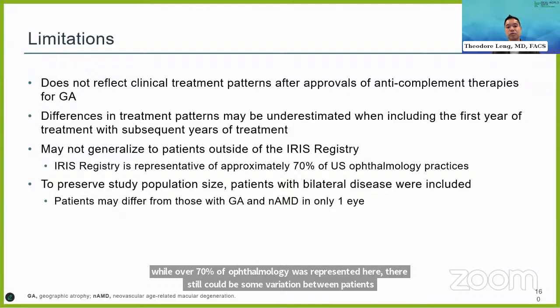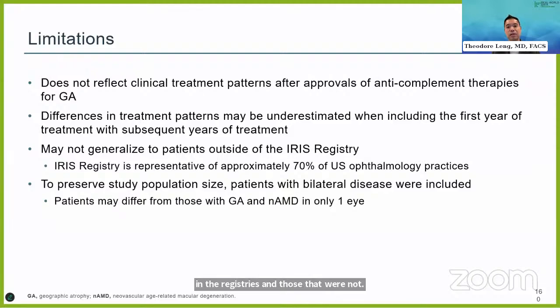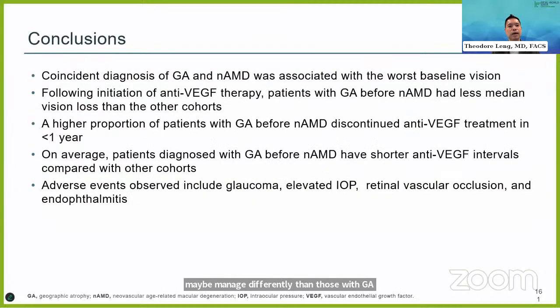Since the study runs through 2022, any changes in the management of GA or neovascular AMD since that time may not be reflected in the data, including the approval of the anti-complement therapies. In some cases, both patient eyes were included in the analyses, and patients with bilateral disease may be managed differently than those with GA and neovascular AMD only in one eye.